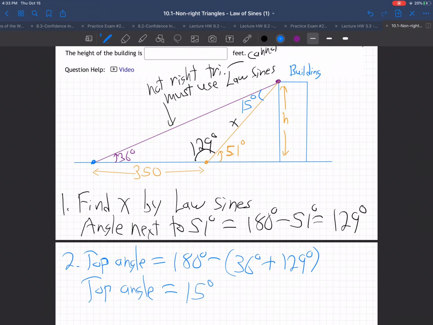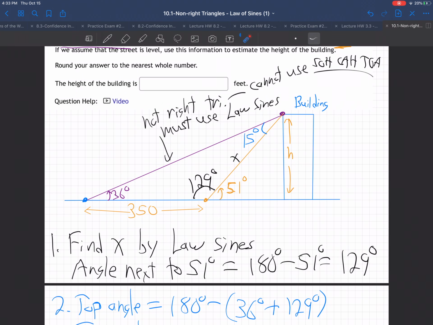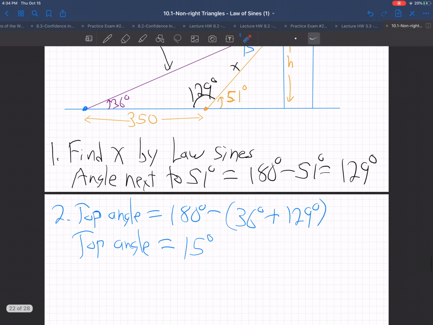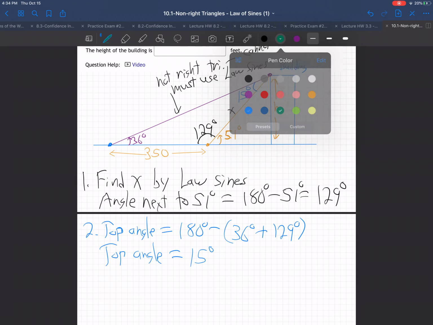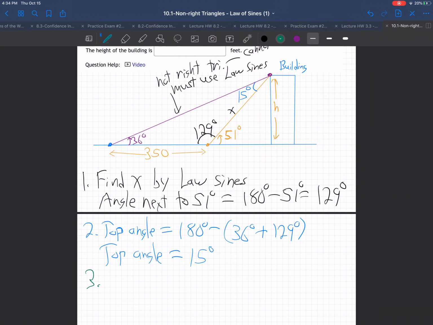Okay, why is that great? Well, now we can do law of sines in there, right? Because we have the side and the opposite angle. We can set that equal to this side and opposite angle, right? So that's what we're going to do on step 3. So use the law of sines.